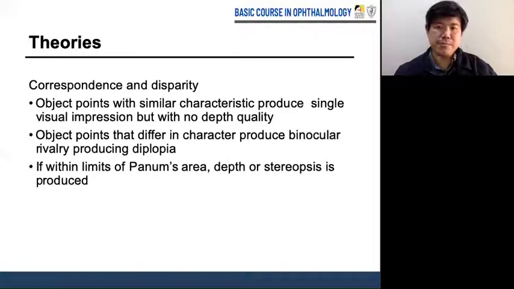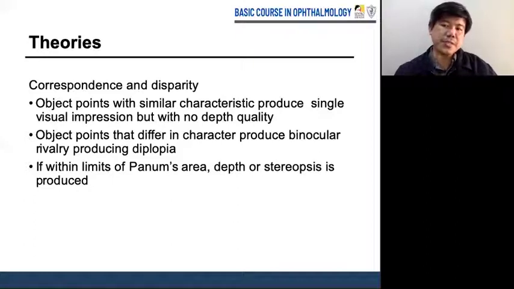When stimulated simultaneously by one object point, they transmit a single visual impression with no depth quality. When stimulated simultaneously by two object points that differ in character, binocular rivalry occurs. When disparate elements are stimulated by one object point, diplopia occurs. However, if horizontal disparity remains within Panum's area, or Panum's fusional area, which I mentioned earlier, a single visual impression is elicited with depth, or stereopsis.